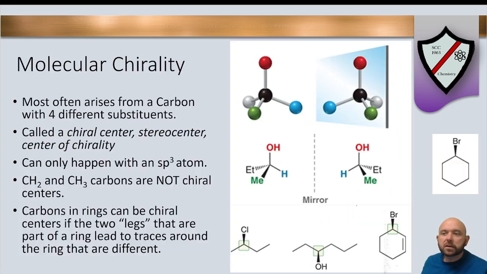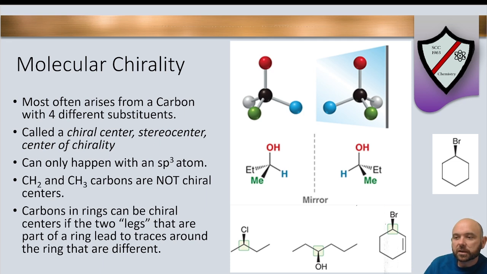Here on this slide, we see some representations of how molecules can have this property of chirality. Chirality in a molecule most often arises when we have carbon atoms that have 4 different substituents. These are often called a chiral center, a stereocenter, or a center of chirality. Note, this can only happen at an sp3 hybridized atom. You may see a few other atoms than carbon. Phosphorus sometimes will show up as a center of chirality, but it's most often carbon, and almost all of our examples are going to be carbon.